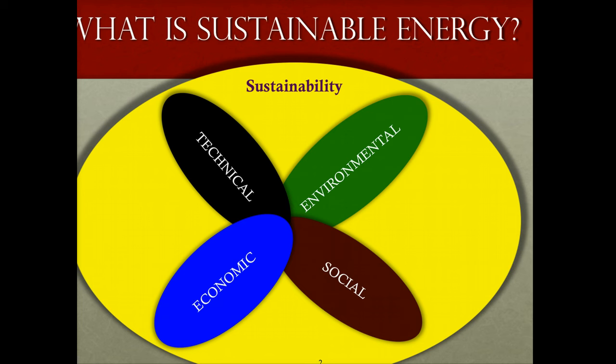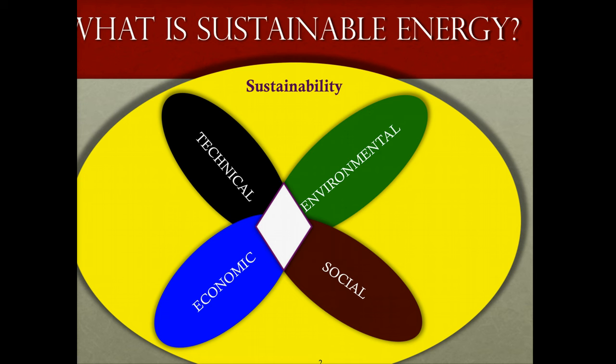Often these concepts overlap, as in the middle of the picture. For the purposes of this class, we are going to define a truly sustainable option as one that meets all 4 of these aspects of sustainability: technical, economic, environmental, and social.